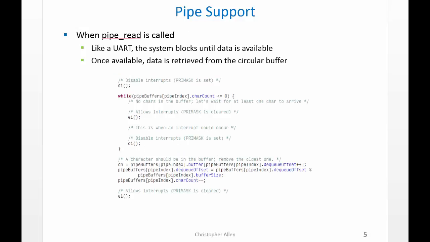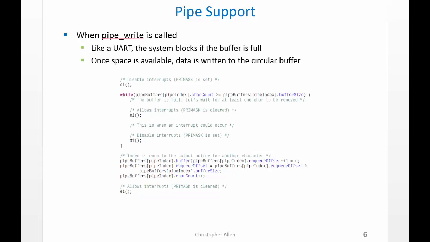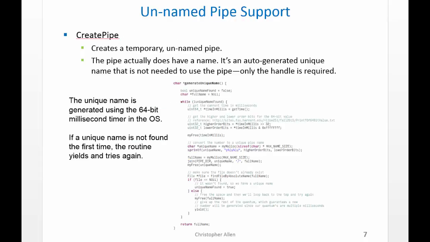When pipe read is called, it works like a UART in that the system blocks until data is available. Once available, the data is retrieved from the circular buffer. Likewise, when pipe write is called, the system blocks if the buffer is full. Once space is available, data is written to the buffer.